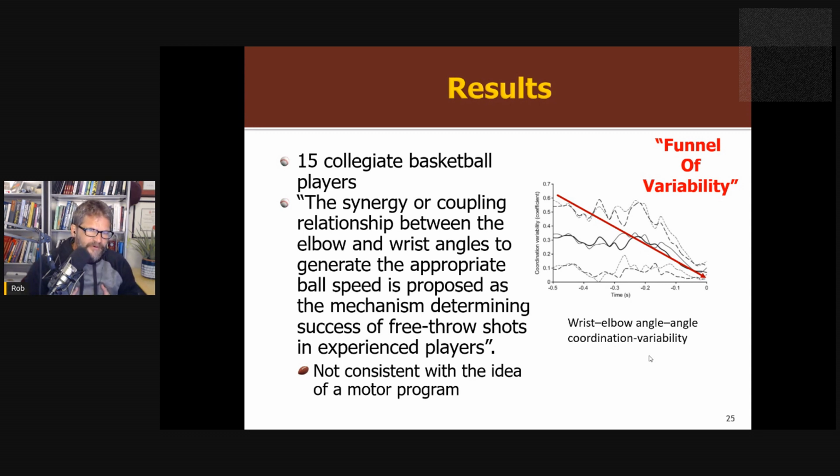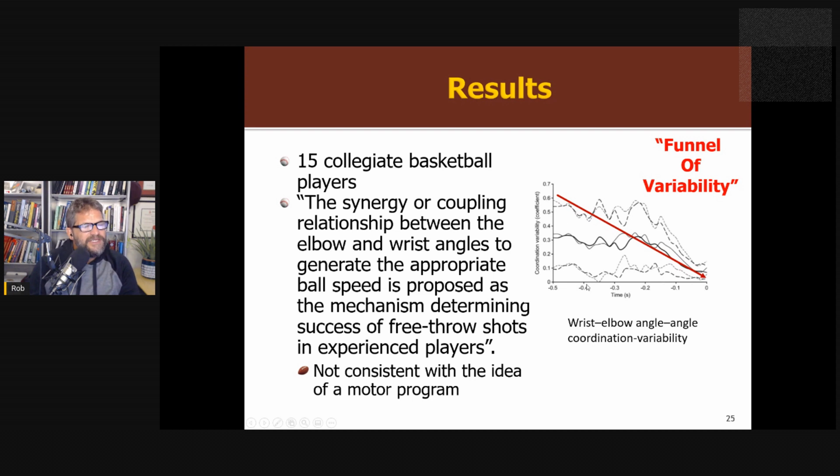Developing this motor program where I perfectly prescribe what my elbow is doing, my wrist is doing, where I release it. What we should expect is that after I release the ball, nothing should change, because I pre-programmed everything. What my elbow and shoulder are doing should be the same on every trial because I'm doing a repeatable shot. This study looked at 15 college basketball players, and that is not what they found at all.